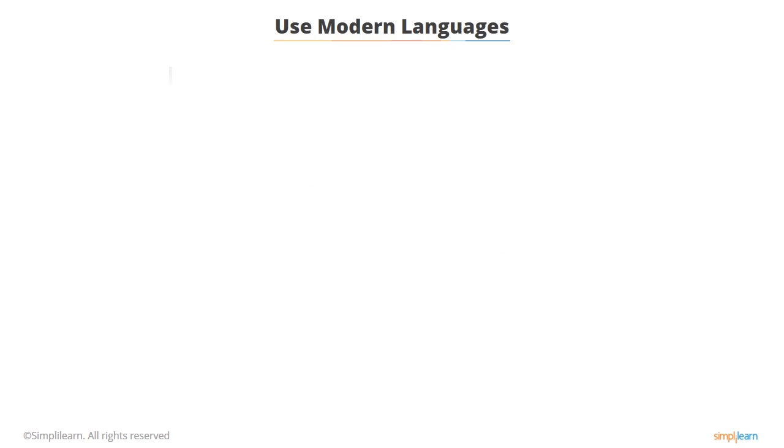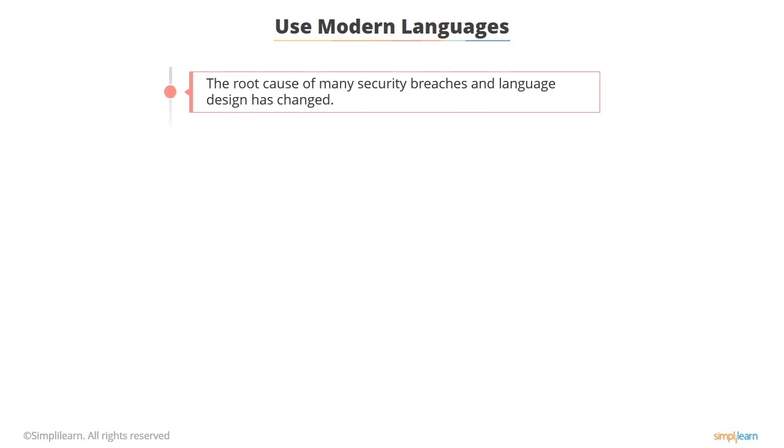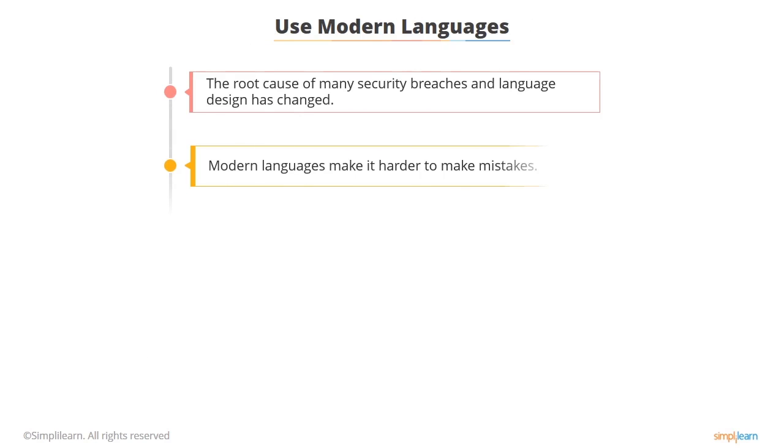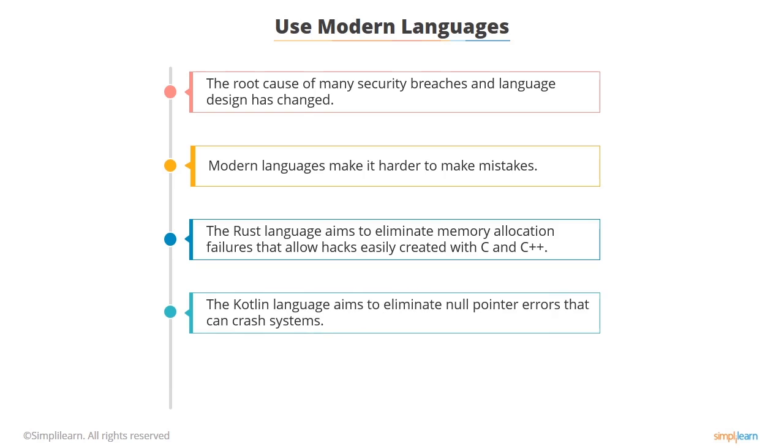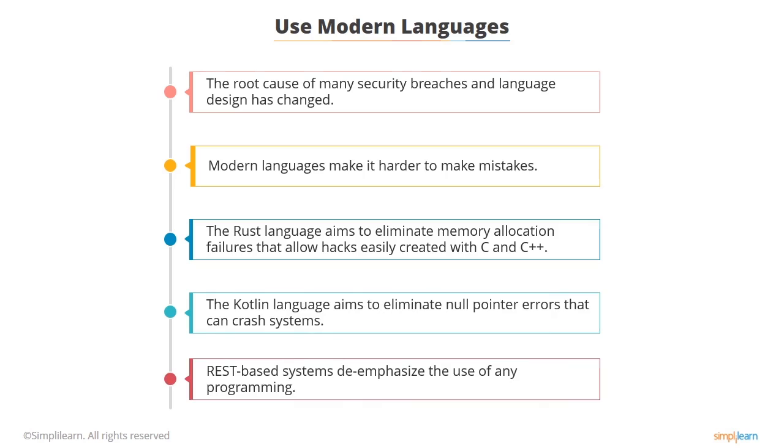The use of modern languages. We understand the root cause of many security breaches, and language design has changed to make improvements. Modern languages make it hard to make mistakes. The Rust language aims to eliminate memory allocation failures that allow hacks easily created with C and C++. C and C++ were particularly bad for memory leaks. The Kotlin language aims to eliminate null pointer errors that can crash systems. REST-based systems de-emphasize the use of programming because it's all very much decoupled.